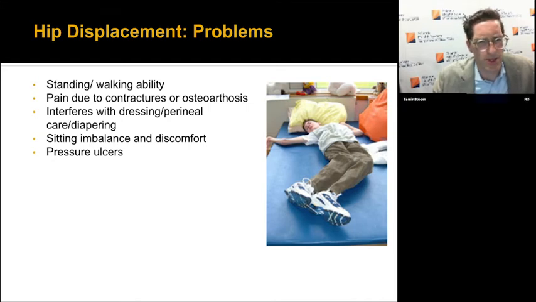And again, as I mentioned, it can be quite painful. It can affect sitting balance and comfort. These level 4s and 5s usually spend most of their time in a wheelchair, and so having sitting imbalance because of one hip being out, which can cause pelvic obliquity, can be quite problematic. This can also cause pressure ulcers from the obliquity.